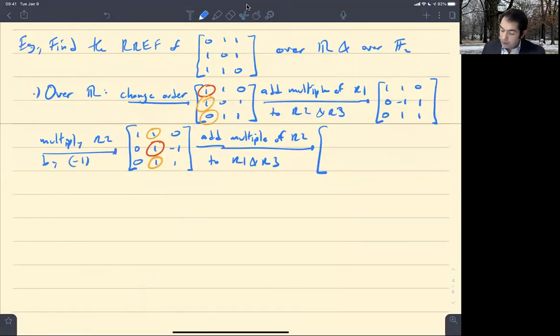Okay, so I'm multiplying this row by -1 and adding it to the first row. I get 1, 0, 1. I multiply this row by -1 and add it to the third row. No, nothing happens to it. And this one becomes 0, 0. I multiply this by -1, I get a 1. I add it to this one, I get 2.